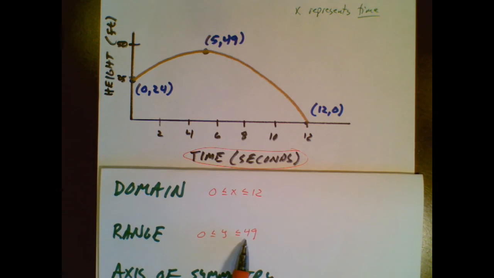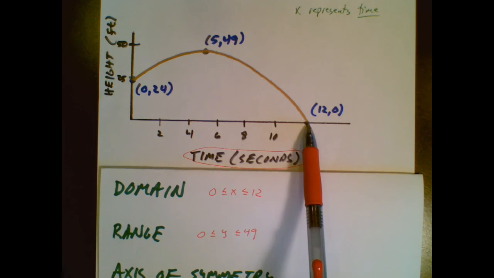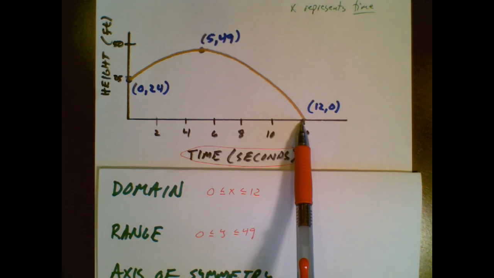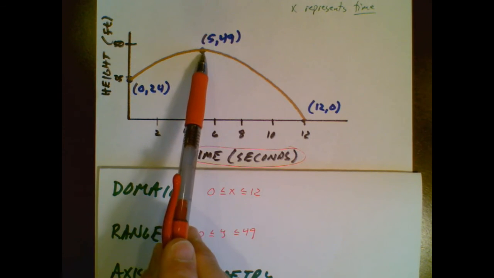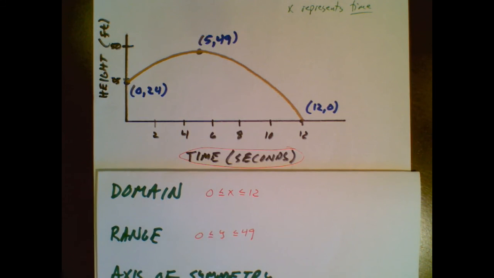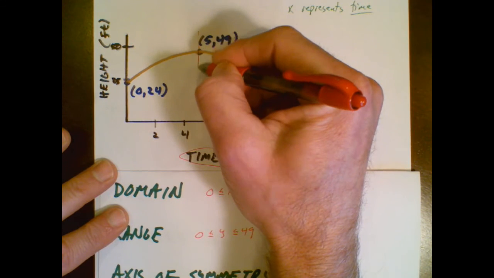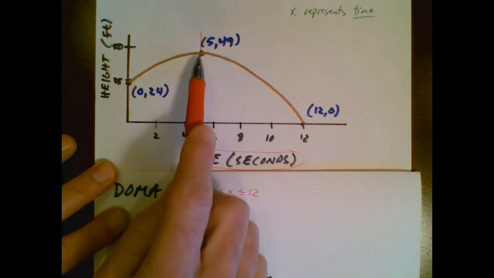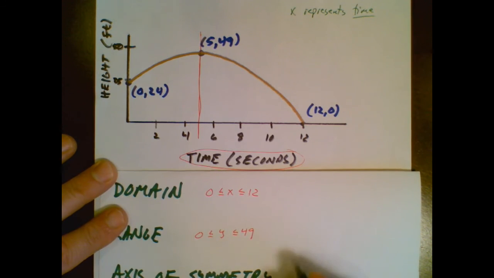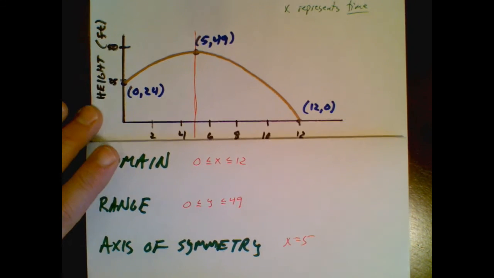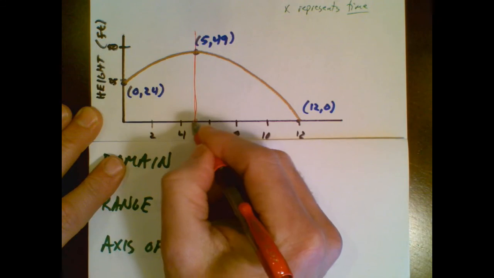The range goes from 0 to 49. 0 is the lowest y value we have, and it's the lowest height we have because this object isn't going to go negative height. It never gets higher than 49 feet. That's the vertex, which is the maximum height. So there's our range. And the axis of symmetry is the line that would divide this graph right down the middle so that the right side is a mirror image of the left side, and that is the line x equals 5.